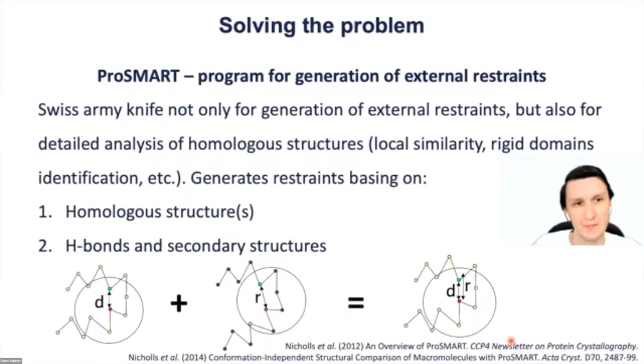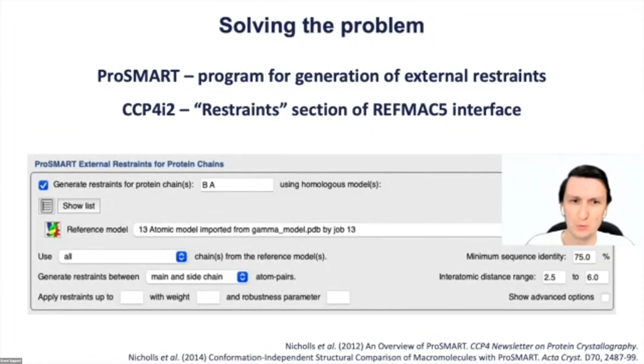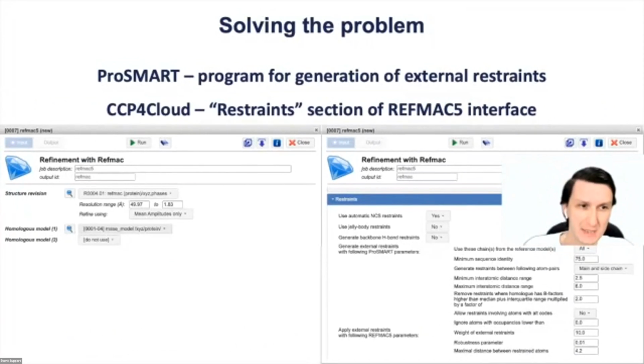How do we do this practically? This is easy. In the CCP4 interface, external restraints is just part of the Refmac interface, in a section called restraints. You just need to specify a reference model. You may adjust ProSMART parameters, but defaults usually work well enough, and press the run button to start refinement. The interface will run ProSMART first, and then Refmac will use these restraints to improve your structure. In CCP4 Cloud, it's essentially the same. Once you specify a homologous model in the Refmac task, you will have parameters for external restraints, very easy to run.